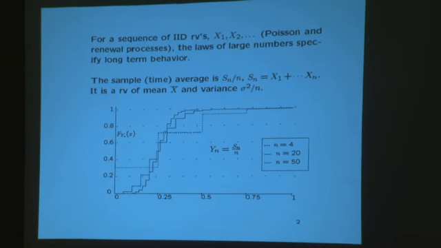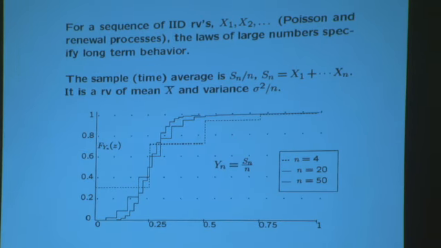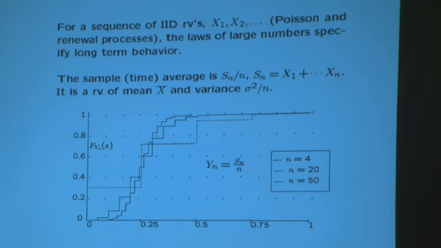Okay, if you have a sequence of IID random variables, which is what we have for Poisson and renewal processes, and what we have for Markov chains is not that much more complicated. The laws of large numbers are useful to specify what the long-term behavior is.